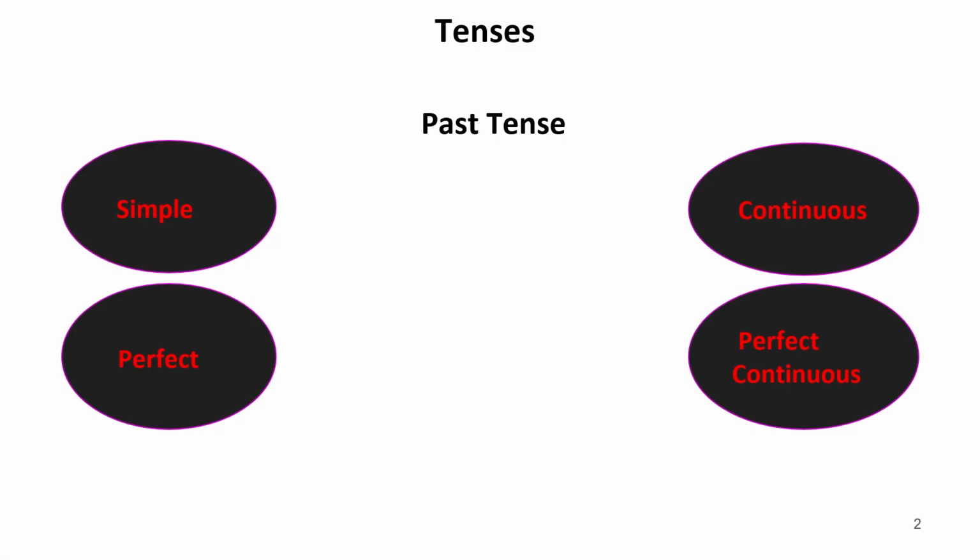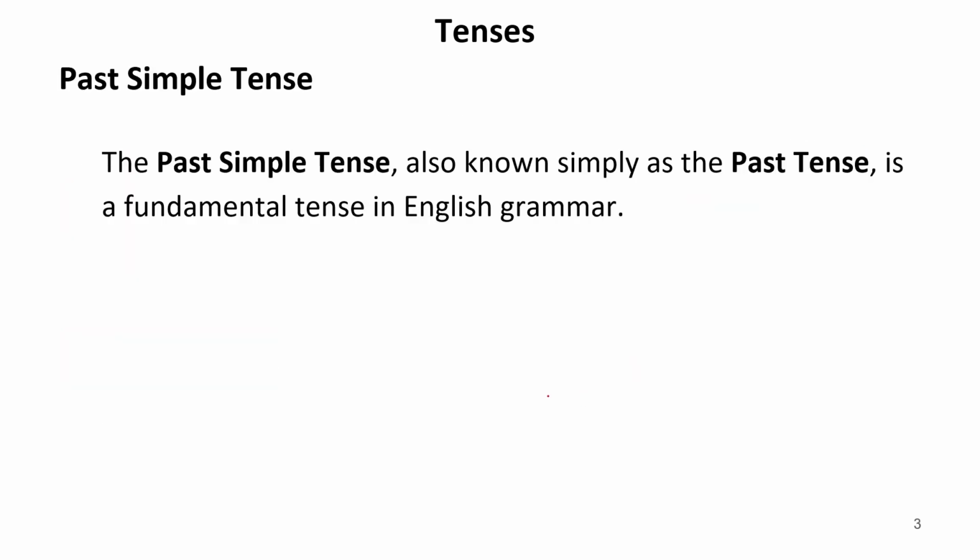As we know well, past tense is again divided into 4 parts: simple past tense, or we call it past indefinite tense, then past continuous tense, then past perfect tense, and then past perfect continuous tense. Simple past tense is also known as simply past tense or past indefinite tense. These are fundamental tenses and play a vital role in grammar.